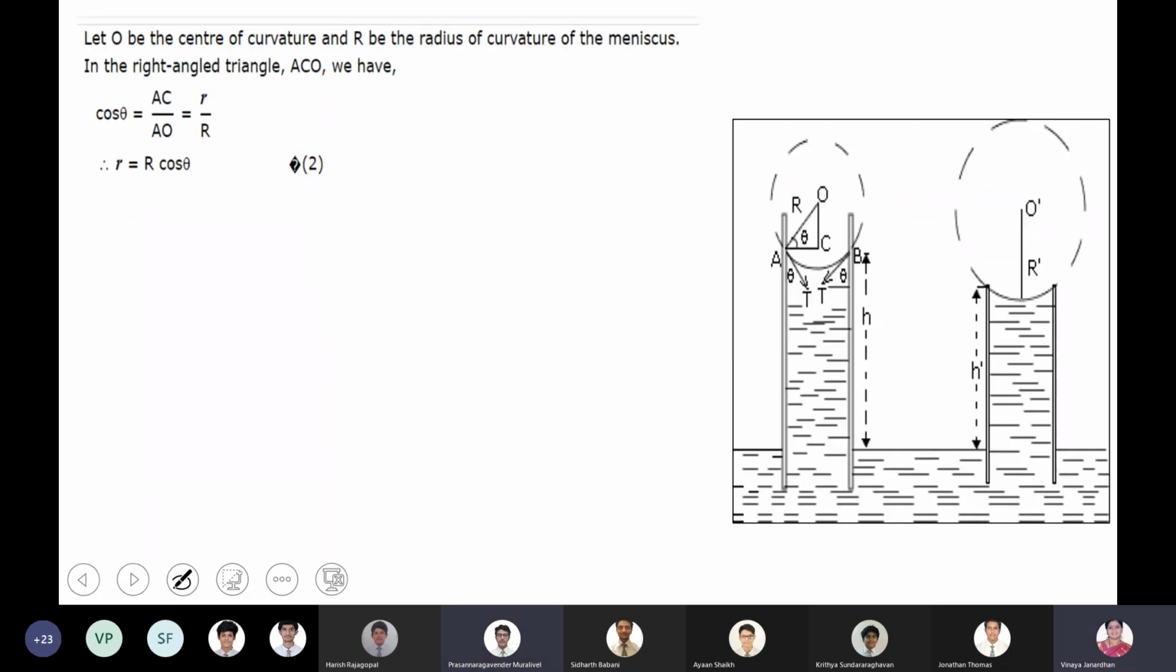As we have done in the previous case also, we are talking about tube 1. So in this triangle, this is theta, this is R and this is r. In the last derivation, we derived an expression for R. So R is equal to r by cos theta.